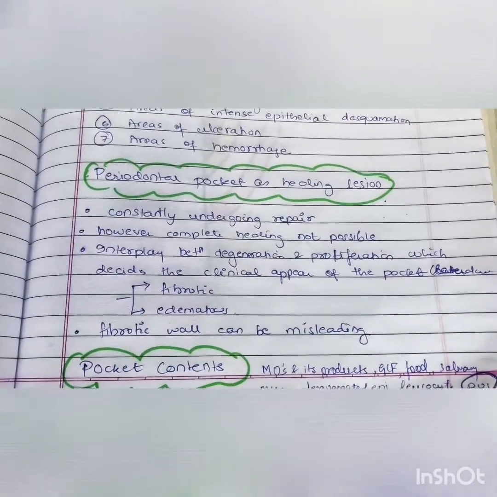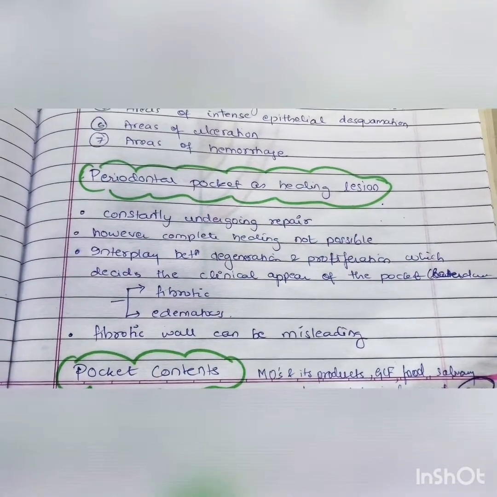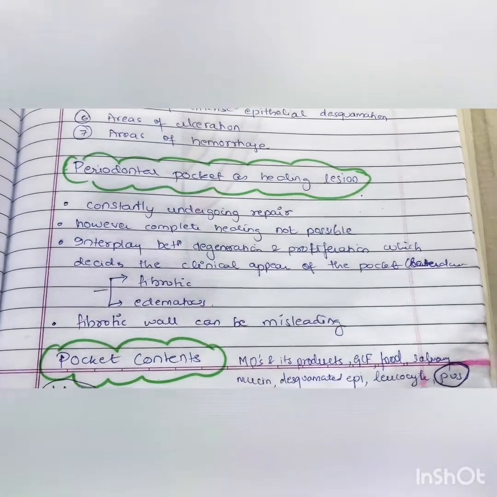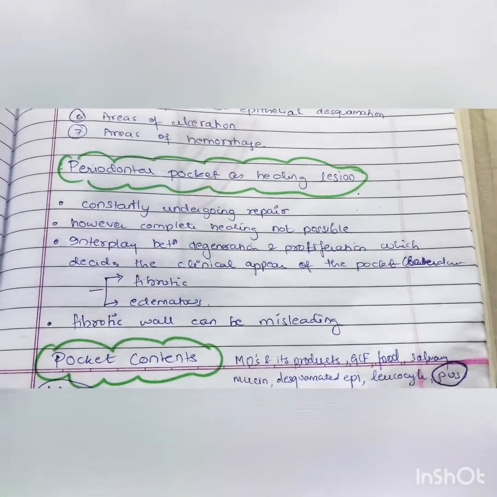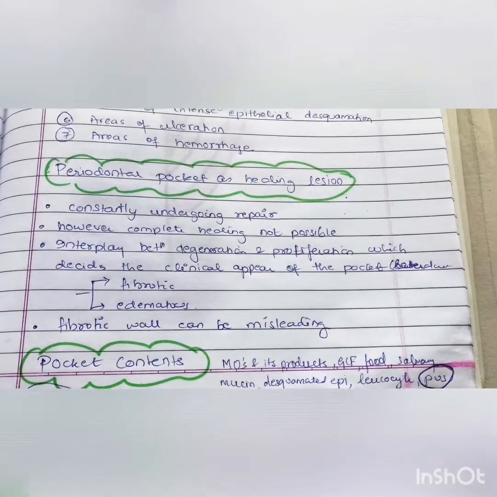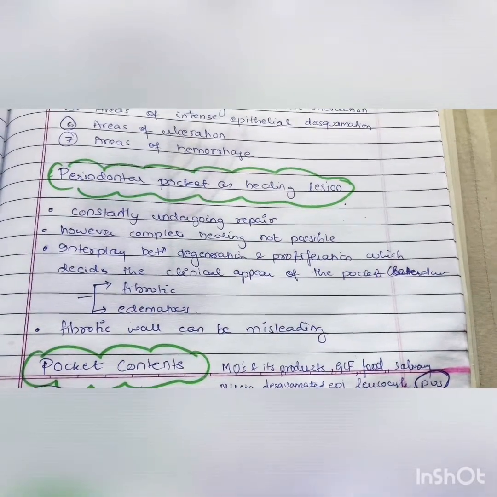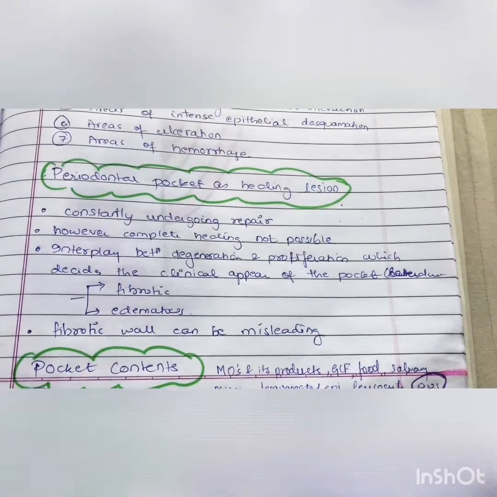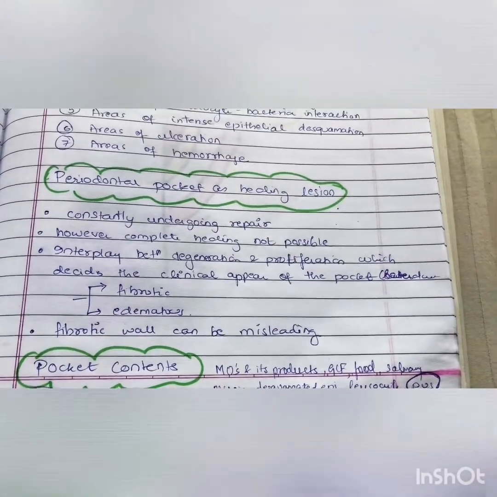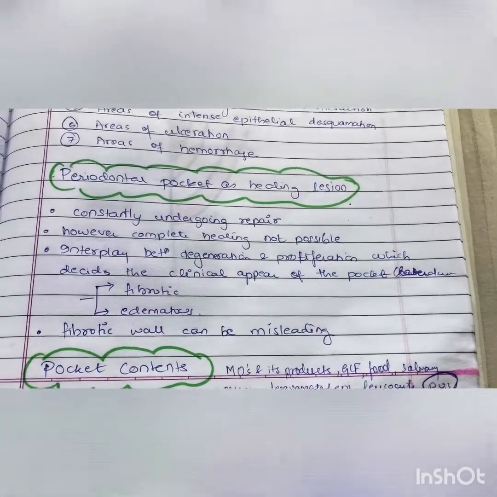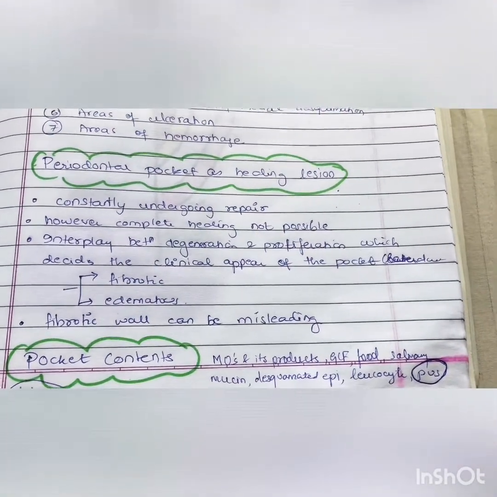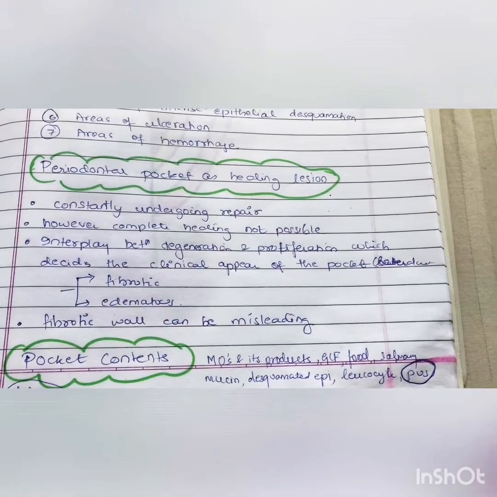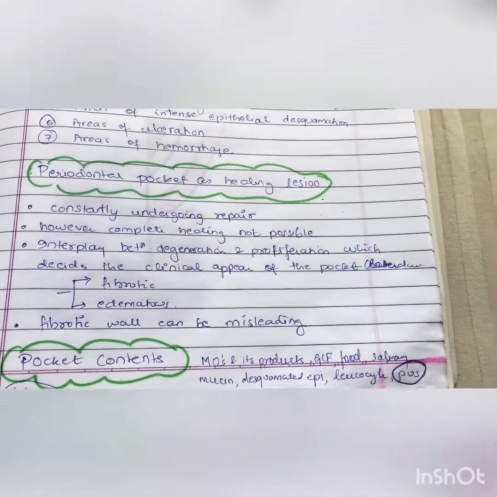Periodontal pocket as a healing lesion. Periodontal pocket is constantly undergoing repair. So in case of any inflammation, your body is trying to repair itself constantly. So the interplay between the degeneration and proliferation is what is going to decide the clinical appearance of the pocket. However, complete healing of the periodontal pocket is not possible till there is complete eradication of your bacteria. There are two types of clinical appearance of the periodontal pocket, that is fibrotic and edematous.